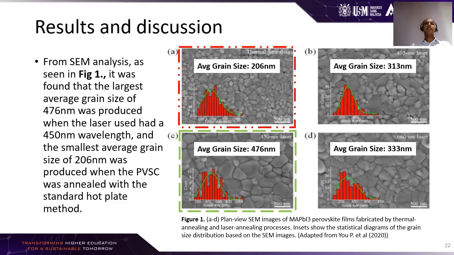Now for the results and discussion, over here you could see the SEM analysis as seen here on figure 1. Right, so it was found that the largest average grain size of 476 nanometers was produced when the laser used had a 450 nanometer wavelength, and the smallest average grain size of 206 nanometers was produced when the perovskite film was annealed with a standard hot plate method.